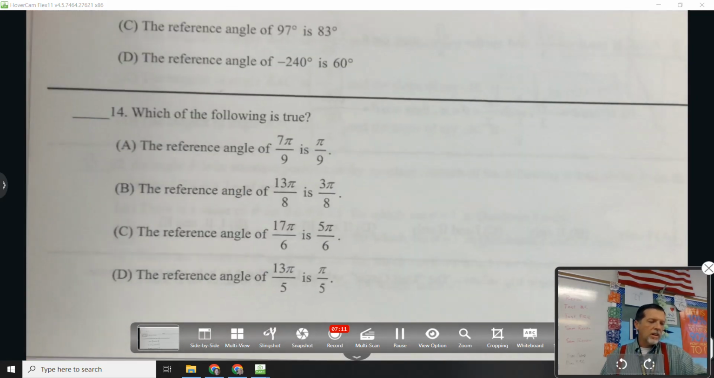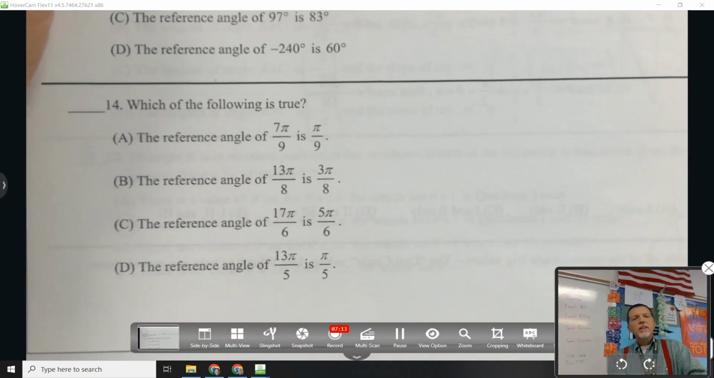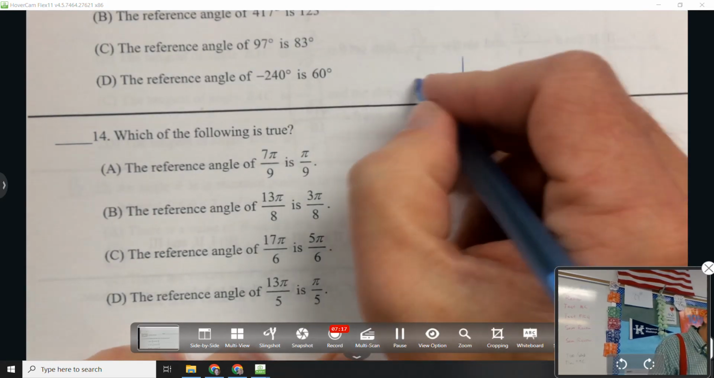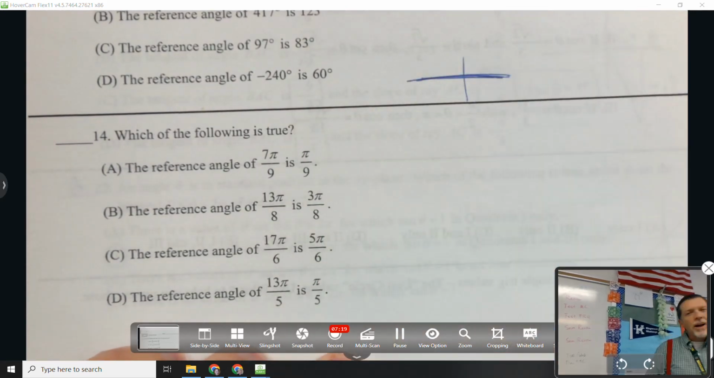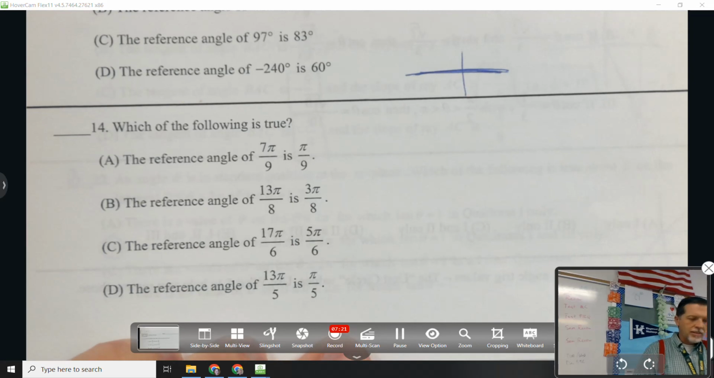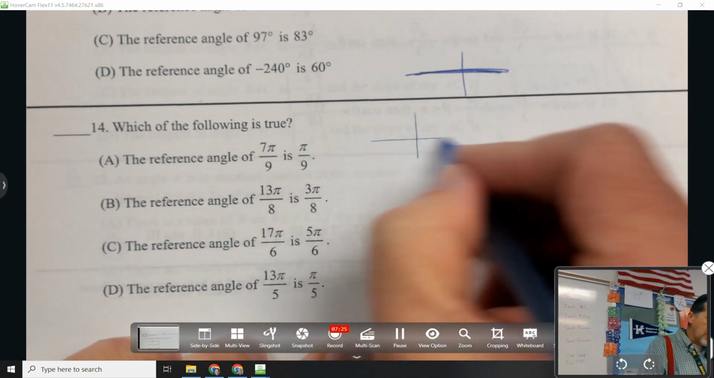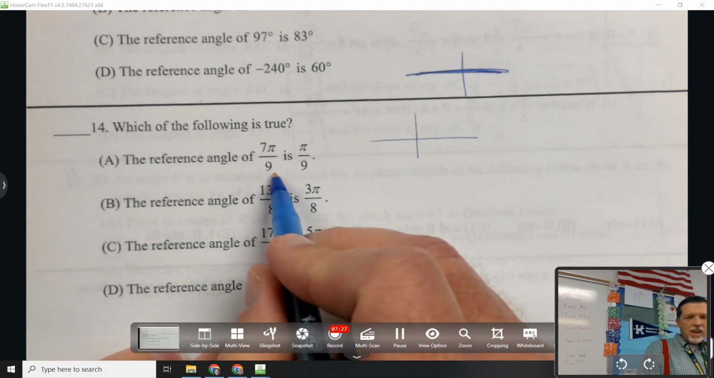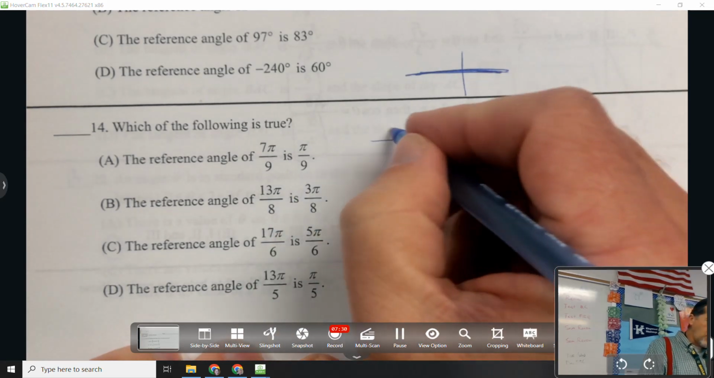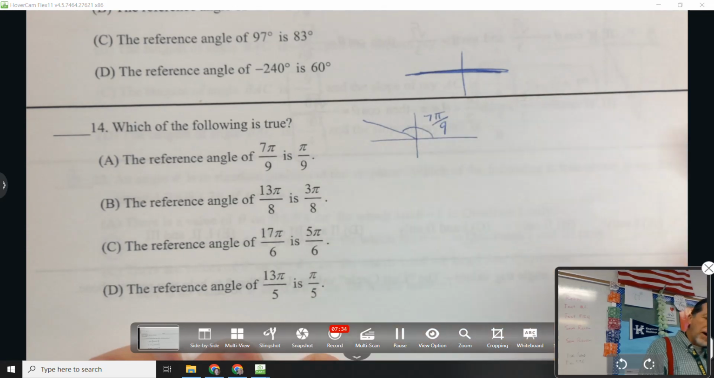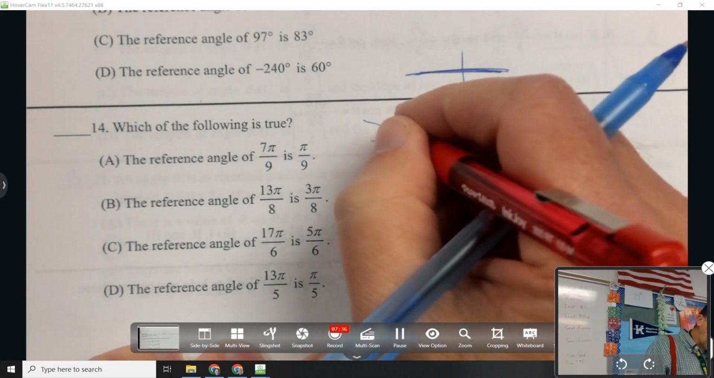Number 14, reference angles. Okay, remember reference angles is the angle to the nearest x-axis. Not y-axis, got to get to the x-axis. 7 pi over 9. Okay, that's almost pi. So that's over here in the second quadrant. And speaking of almost pi, how short of pi are we?